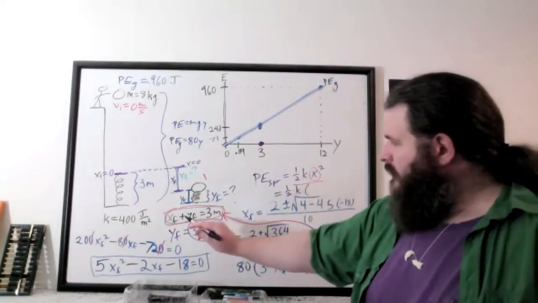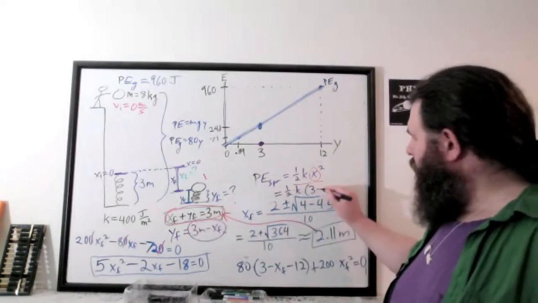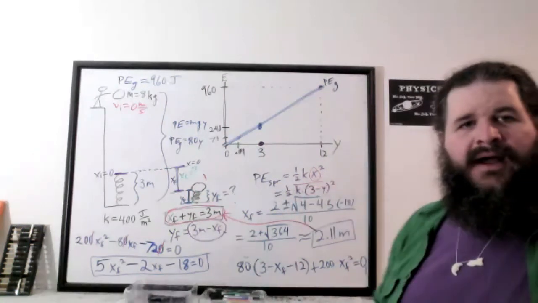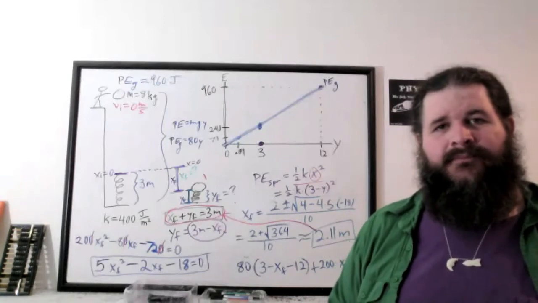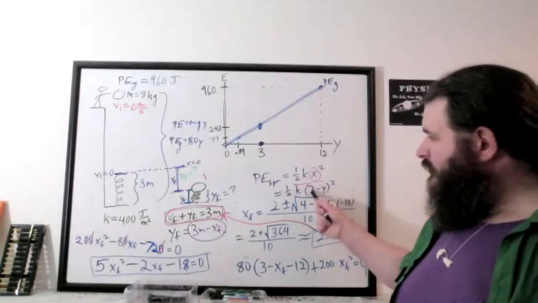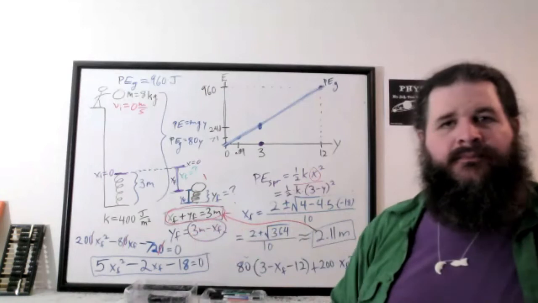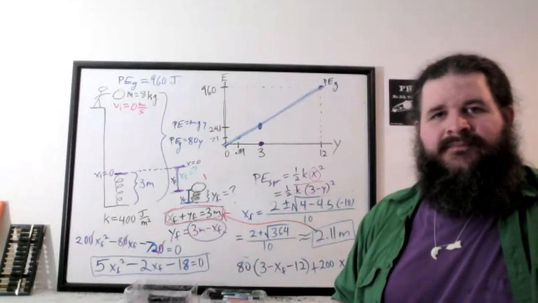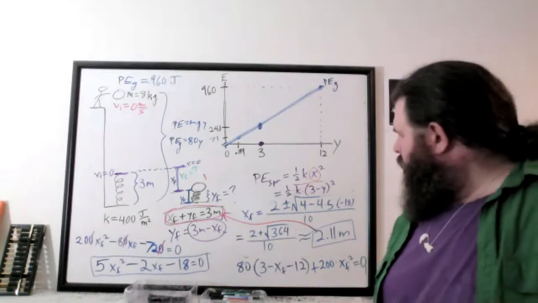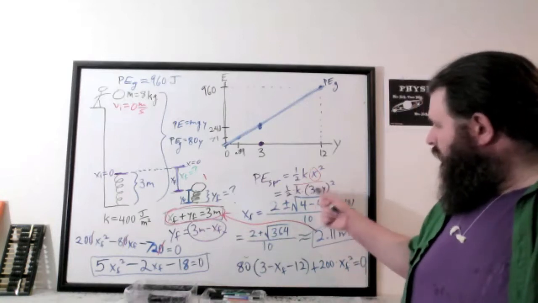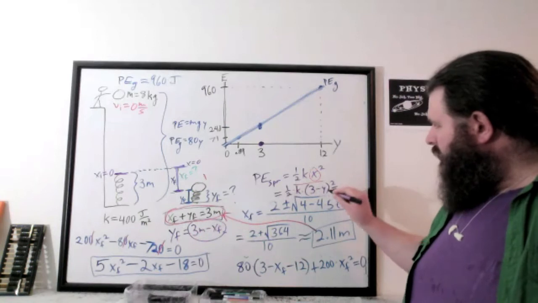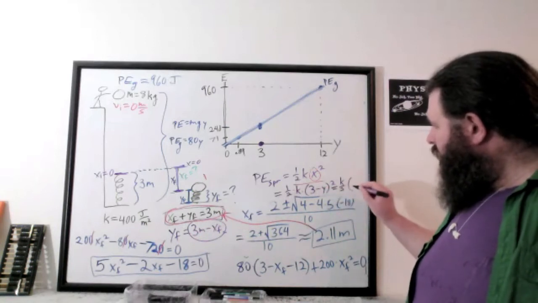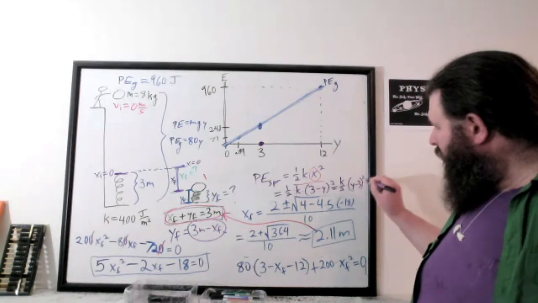So replace x with 3 minus y. 1/2 times k times (3 minus y) squared is still going to be a parabola. It's just centered at y equals 3 instead of at x equals 0. All we're doing here is a change in coordinate systems. In fact, you could even reverse the order here, because since this is squared, the order of subtraction doesn't matter. So we could just write this as k over 2 times (y minus 3) squared.